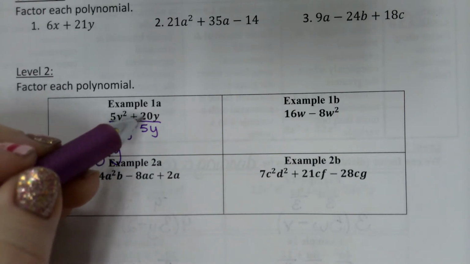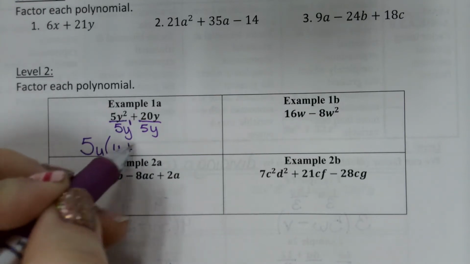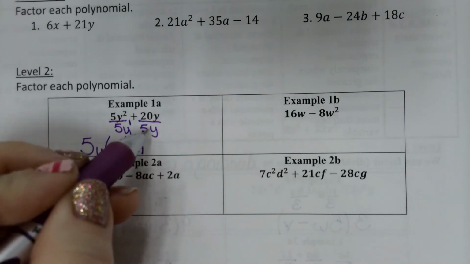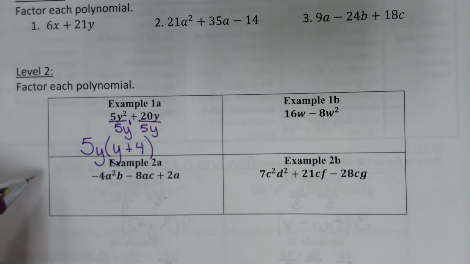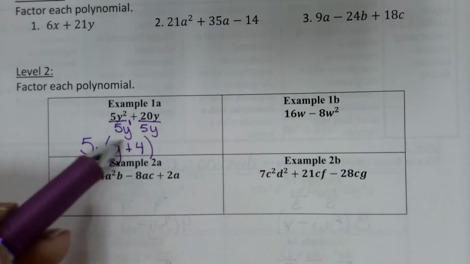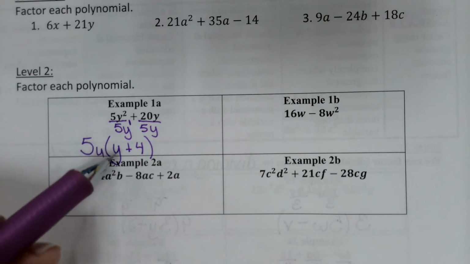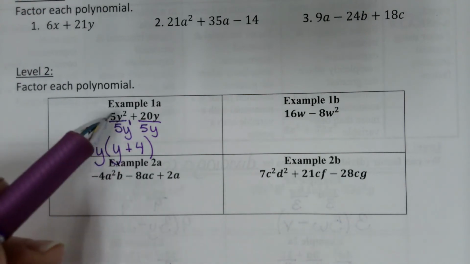For the second term, we have 20 divided by 5. That's 4, so plus 4. And then y over y. Those will cancel to be 1. So y plus 4 is all that's left inside. Same rules apply. What's left inside, there should be nothing that can come out of both of them. And if I multiplied the outside into the inside, I would get what I started with.